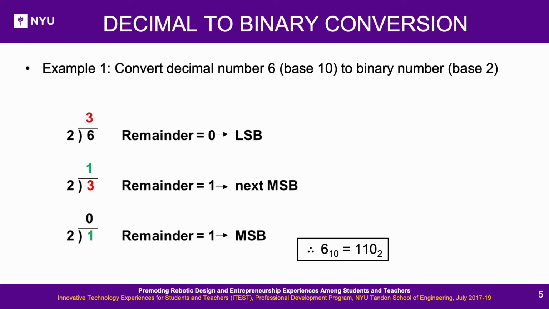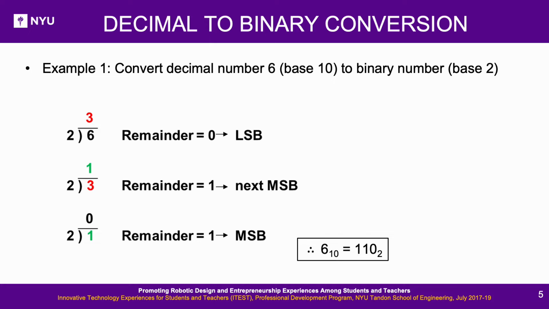Example 1. Convert decimal number 6, base 10, to a binary number, base 2. 6 is divided by 2 since we are converting it into base 2 system. The remainder is 0, which is the LSB of the binary number. The quotient 3 is the dividend for the next division, and the process continues till the quotient is 0. The final remainder is 1, which is the MSB of the binary.